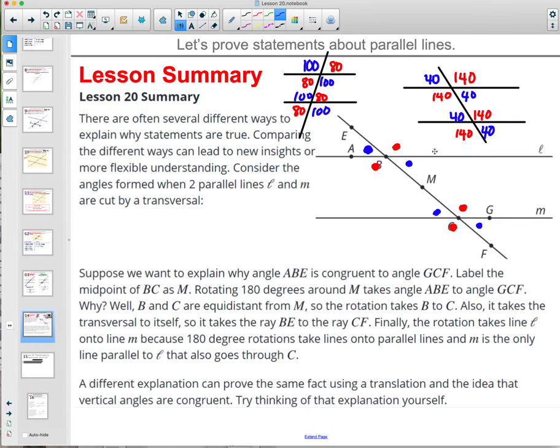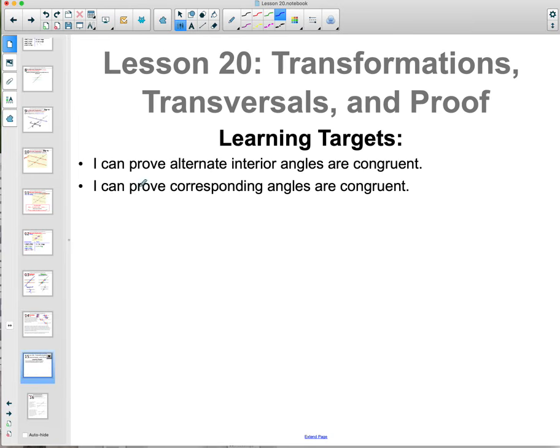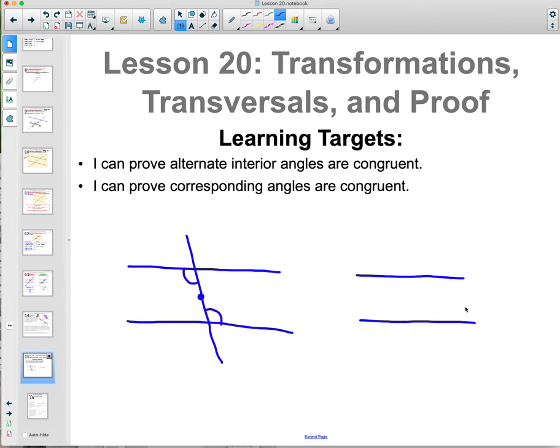So you've got these alternate interior that we talked about being congruent and the corresponding. So hopefully you can prove that alternate interior angles are congruent. That was that rotation. Okay, so when we rotated this down, and also corresponding angles being congruent. So when you translated and you moved this set down, this landed on its corresponding angle.